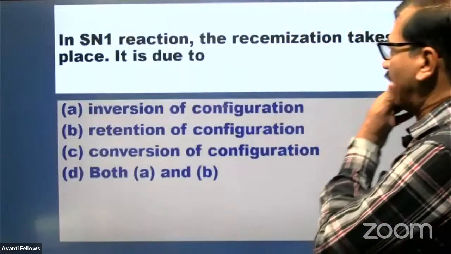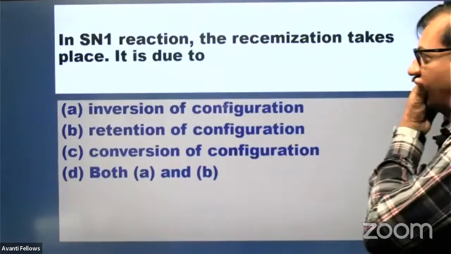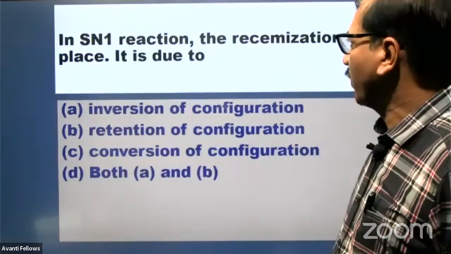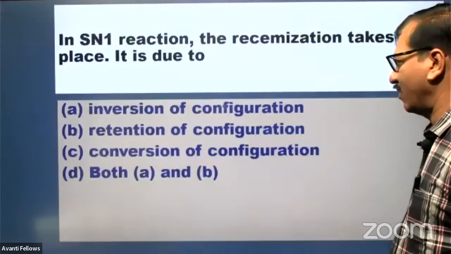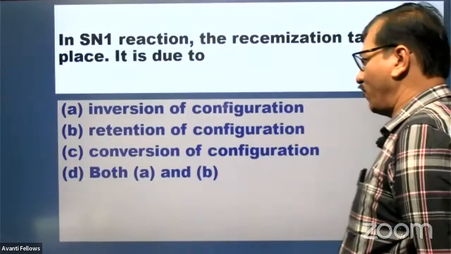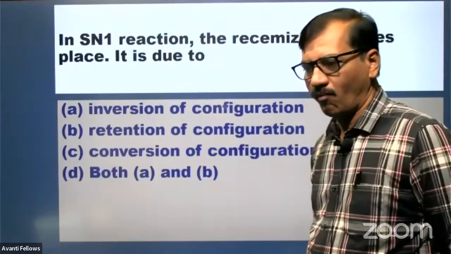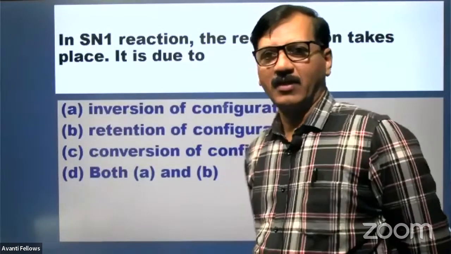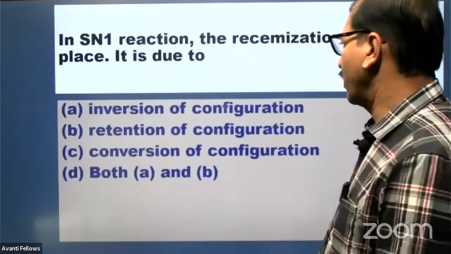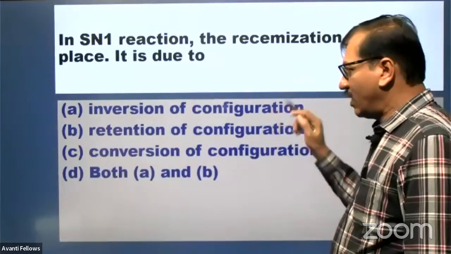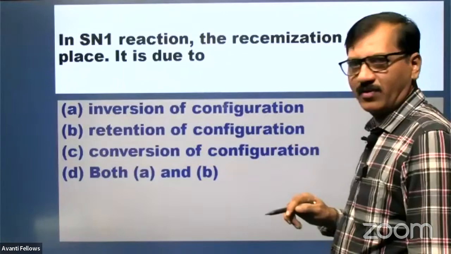In SN1 reaction, racemization takes place. It is due to inversion in configuration, retention in configuration, or both A and B. Option D is the right answer, because there is inversion in configuration and retention, both take place.